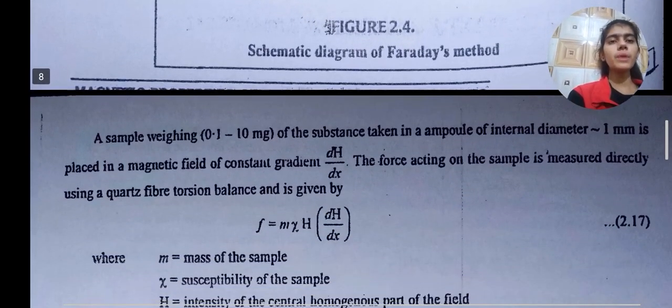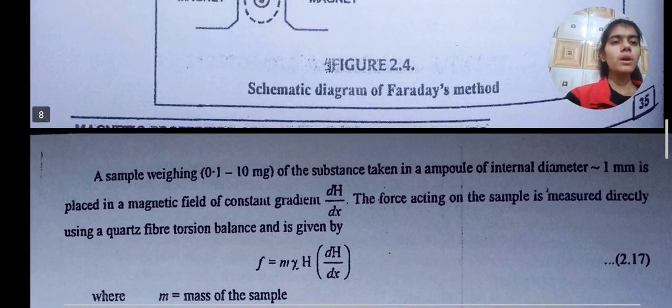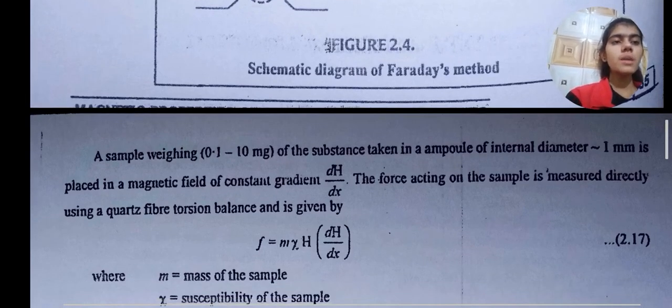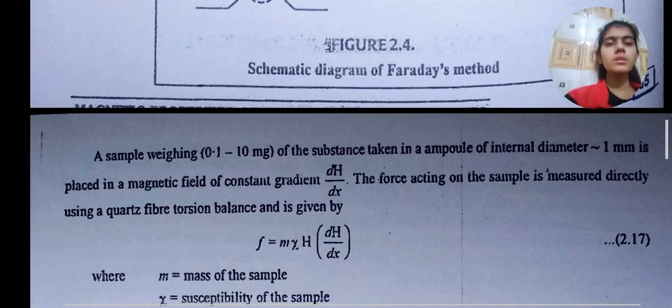A sample weighing 0.1 to 10 mg of the substance taken in an ampule of internal diameter 1 millimeter is placed in the magnetic field of constant gradient dH/dx. The force acting on the sample is measured directly using a quartz fiber torsion balance and is given by F = m χ H and the gradient.